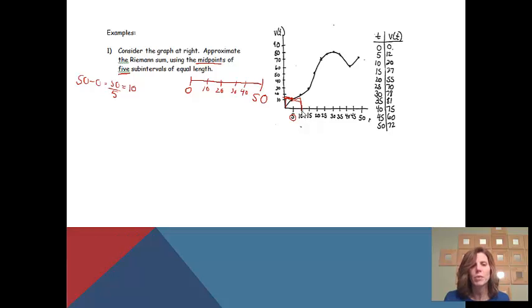Okay, my second rectangle is going to go from 10 to 20. And the height of that will be dictated by what's happening at 15. Notice 15 is right there. So that's going to be the height of my rectangle.